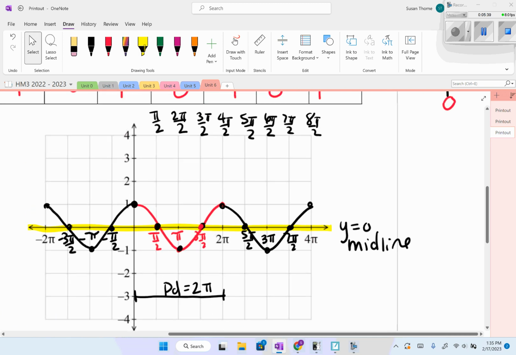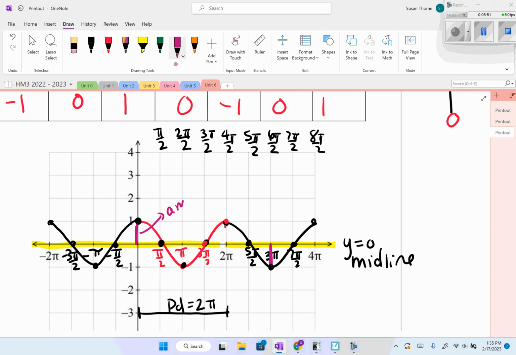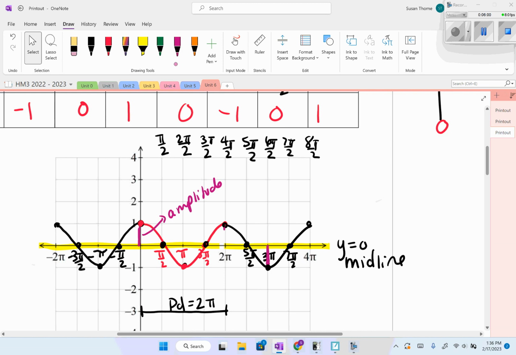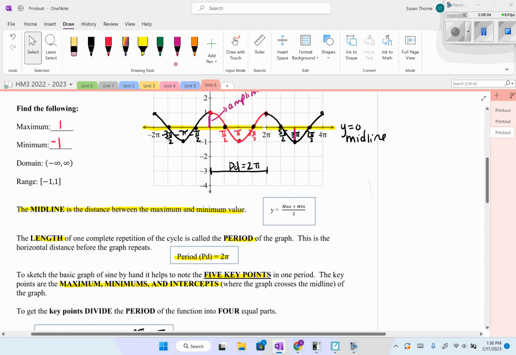So if we look at our graph right here, then we know that this distance here, or any of those distances, let's do a minimum, this distance here, that's called an amplitude. And so you can see the distance for the cosine parent graph is 1 because we're going up 1 and down to negative 1 for our graph. And that's because of our unit circle.